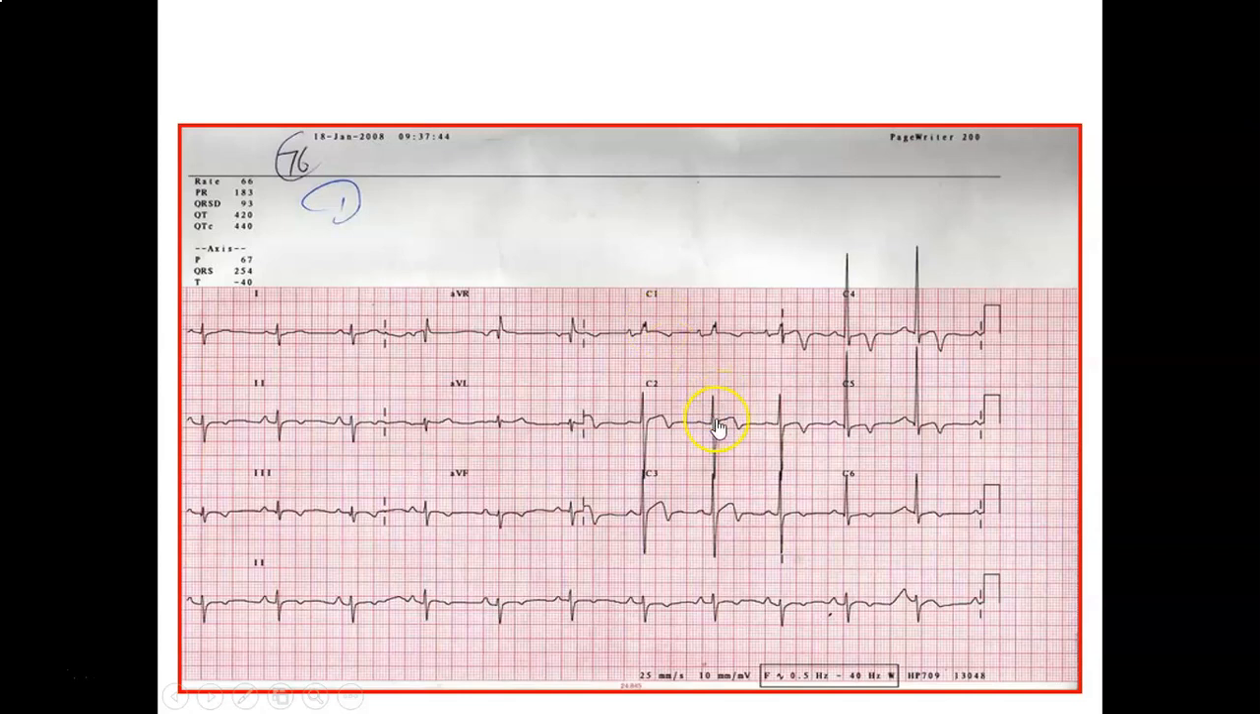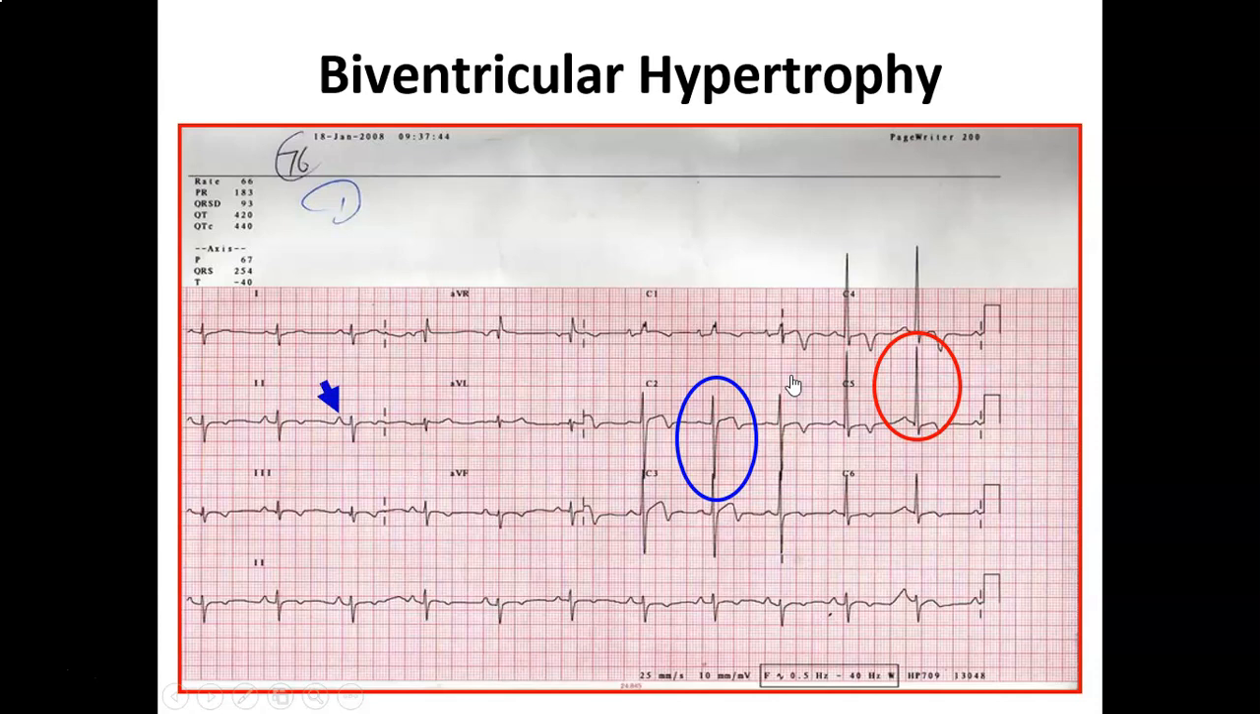Look at this ECG. First look, is there any left ventricular hypertrophy? Yes, and there is a tall P wave, so right atrial enlargement, and even right axis deviation also in the presence of left ventricular hypertrophy. So this is your biventricular hypertrophy.